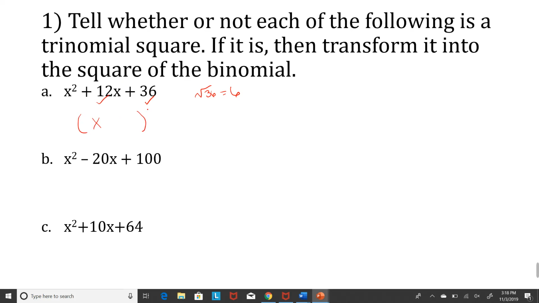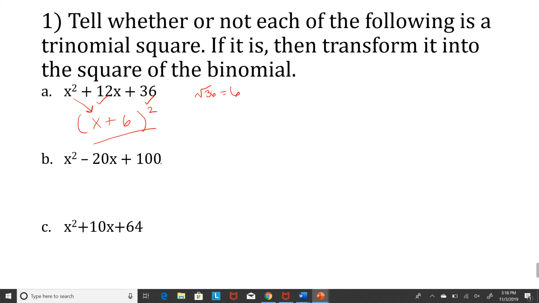So it's going to be something squared. Since we have x squared, it's going to be x here. And then we want to take half of positive 12, which would be 6. So x plus 6 quantity squared should be x squared plus 12x plus 36. And of course, you can check your answers by FOILing out and making sure you get the original question.